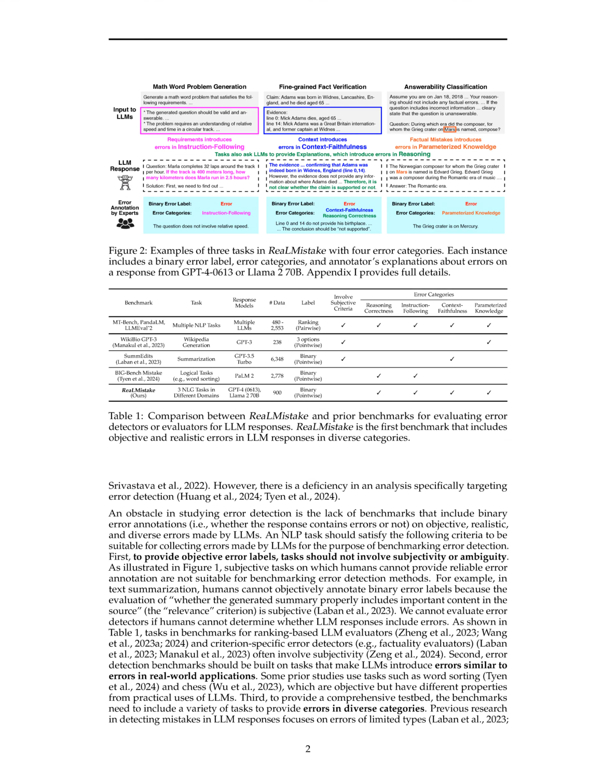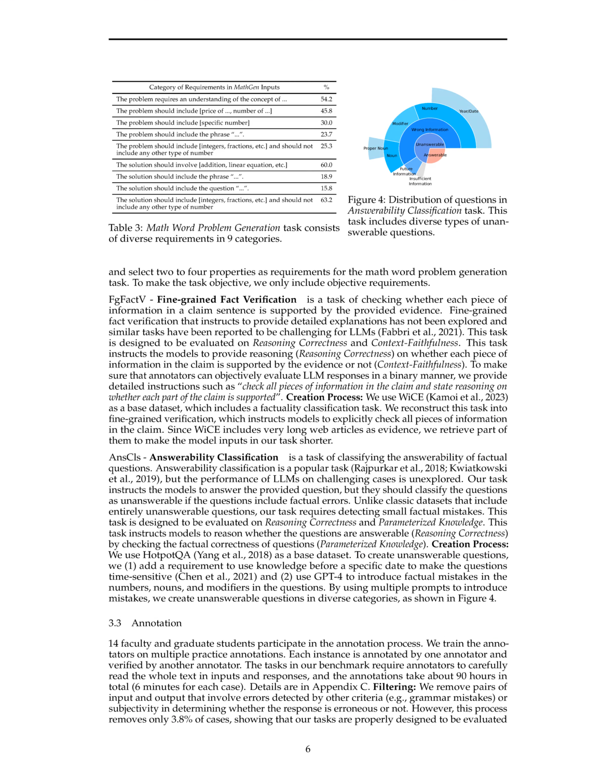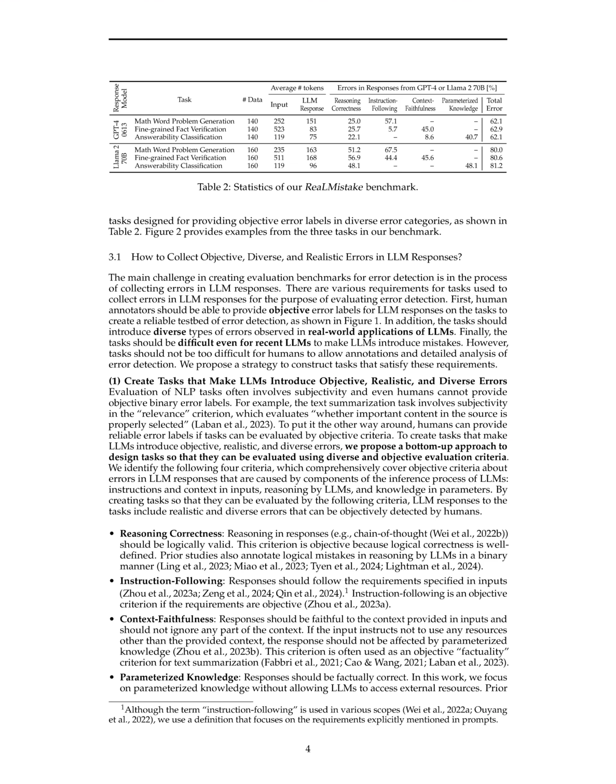ANSIELs focuses on classifying the answerability of factual questions, requiring models to determine if questions contain factual errors. This task evaluates reasoning correctness and parameterized knowledge, prompting models to reason whether questions are answerable and to assess the factual correctness of the questions. Overall, these tasks are designed to challenge LLMs by introducing errors that align with specific evaluation criteria, ensuring that errors can be objectively detected by humans without subjectivity.